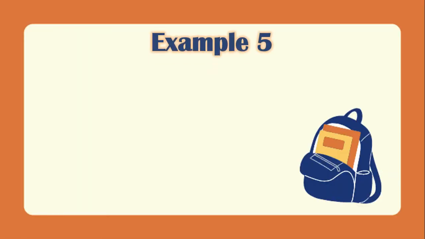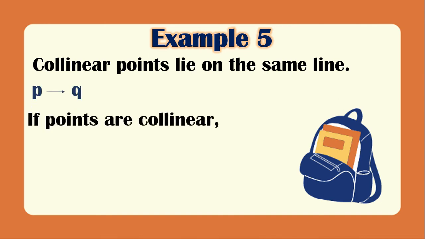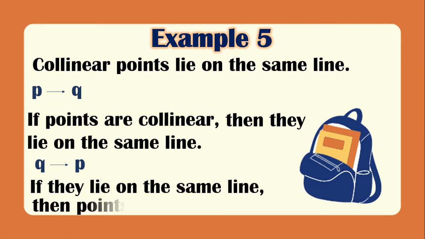In example number 5, it is a statement, so we need to transform it into a conditional. Collinear points lie on the same line. The subject of the statement is all about the points. So our hypothesis will be, if points are collinear, and then for the conclusion, it will become, then they lie on the same line. Now we can make the converse statement out of the conditional statement: if they lie on the same line, then points are collinear. So that's how you translate a conditional statement into a converse statement.